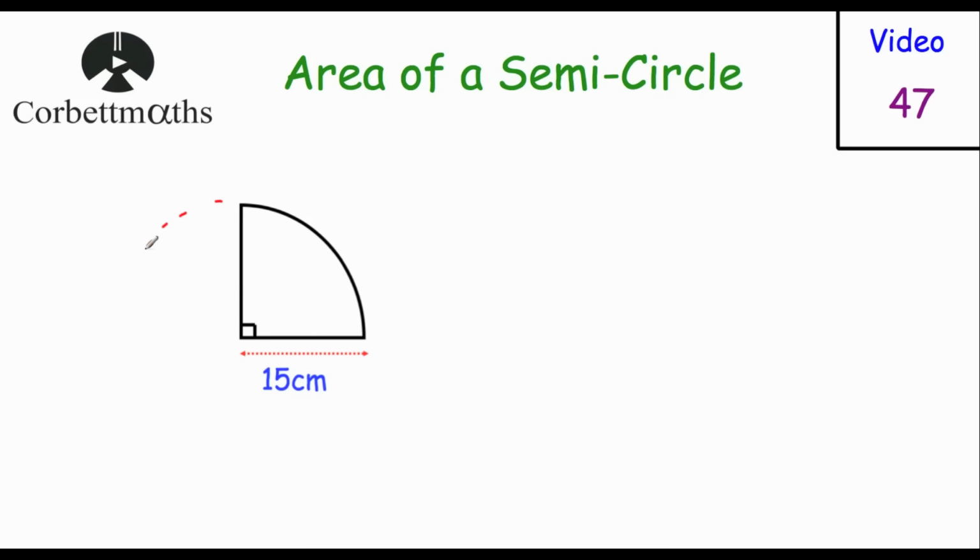So now let's find the area of a quarter circle. So again, let's turn this into a full circle. And as you can see, we've got a full circle, and the radius of the full circle is 15 centimeters. So we're going to do pi times 15 squared to get the area of the whole circle. And that's equal to 706.8583471. Now, because this is a quarter circle, we're going to divide it by 4.